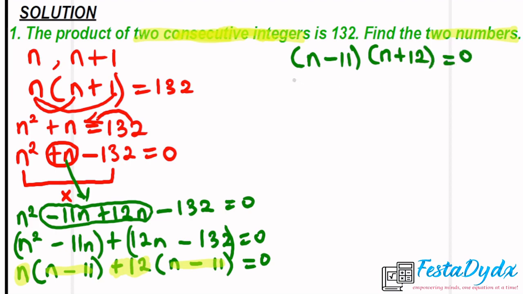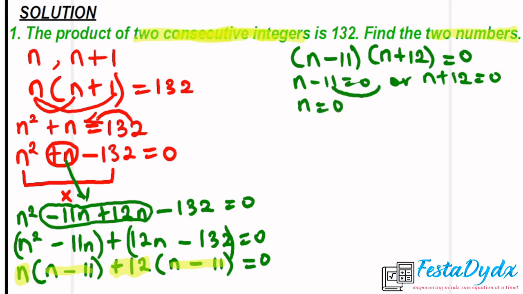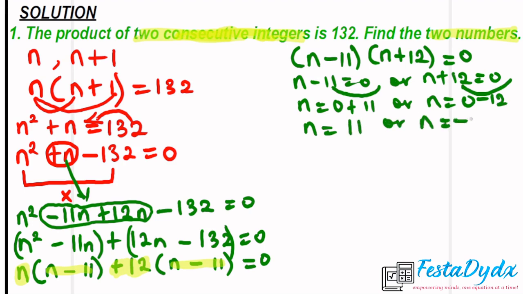So I'm going to split this. N minus 11 equal to 0 or n plus 12 equal to 0. If I solve this, n should be equal to 0. When minus 11 crosses the equation sign, I'll have plus 11. Then or n equal to 0. When plus 12 crosses the equation sign, I'll have minus 12. So my answer is n equal to 11 or n is equal to minus 12.